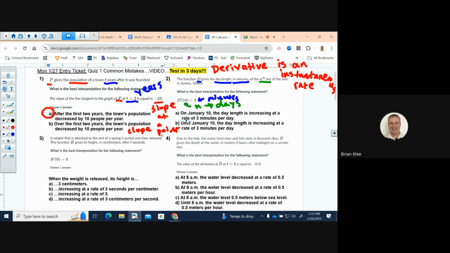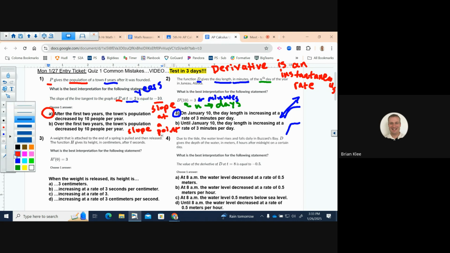So once again, this ends up being an English thing. What's the difference between on and until? Well, on January 10th versus until January 10th. On January 10th tells us it's 3 minutes more per day. This would be until January 10th, so like we get to January 10th and the rate changes. Whereas typically this is a little bit of a curve, and we are talking about right there, the rate of change on that day is 3. So we would want to be picking A.